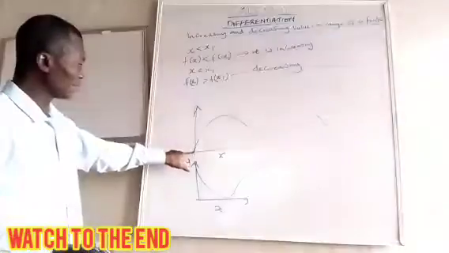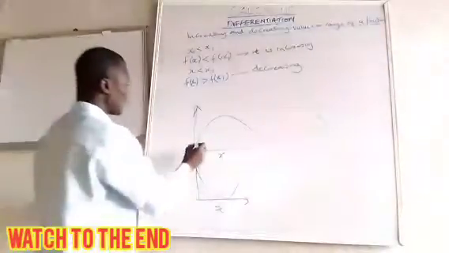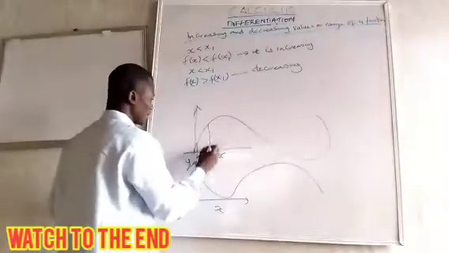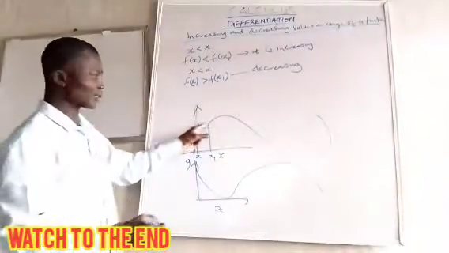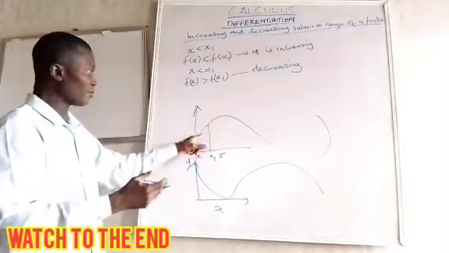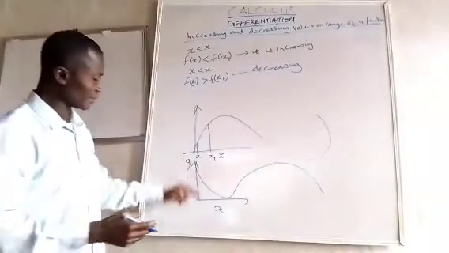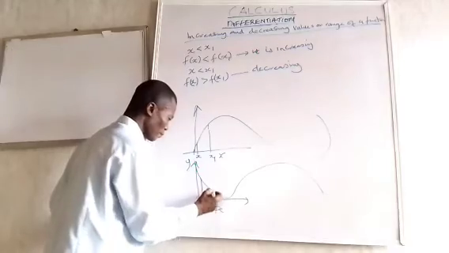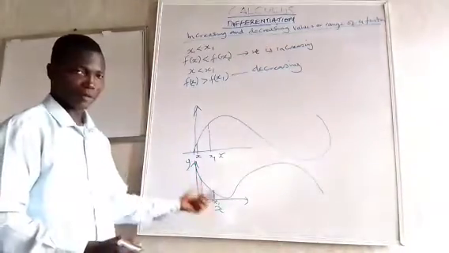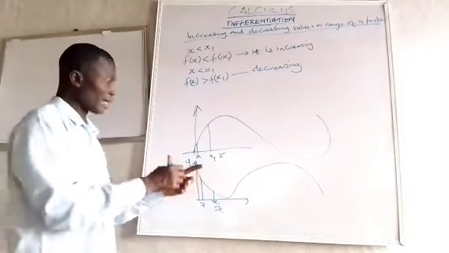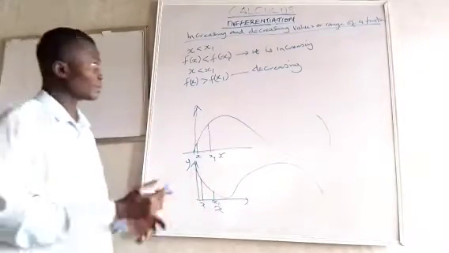That is, from this place now, if x here is less than x here, from this place to this place, you can see that y increases, that is f(x), so it is increasing. Same thing, if you look at it here, x1, x increases, but y comes down, so it is decreasing. So that's how we define increasing or decreasing function.